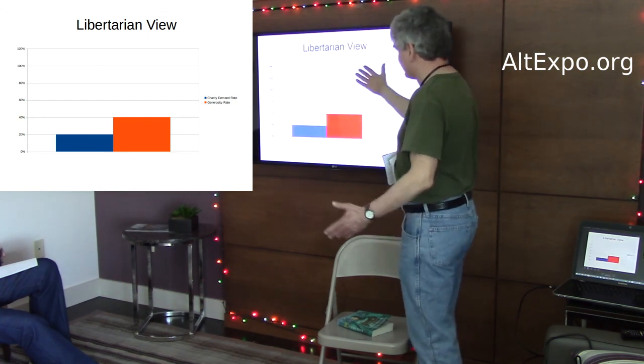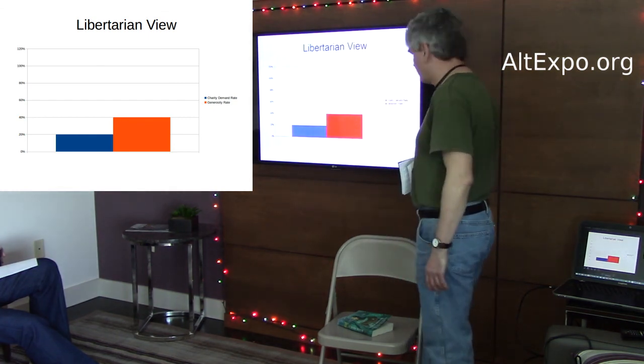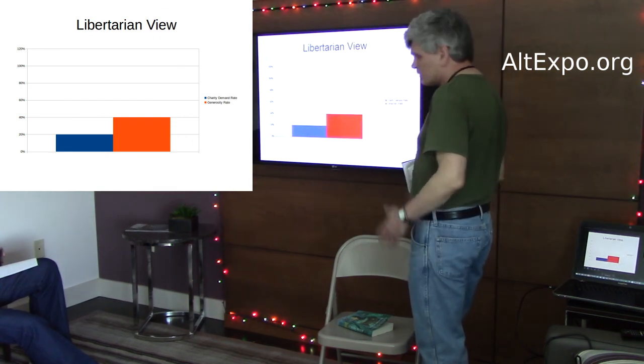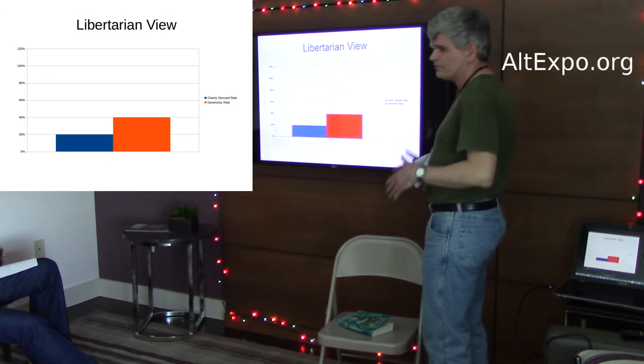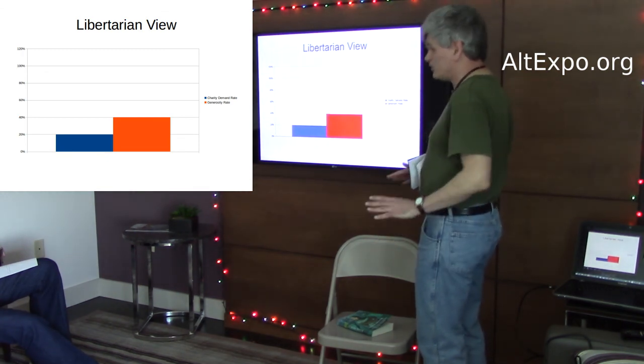There are three possibilities here. This first one, I assume, is the standard libertarian view, that it's less than the generosity rate, which means that private charity would be enough to take care of all the legitimately needy people.